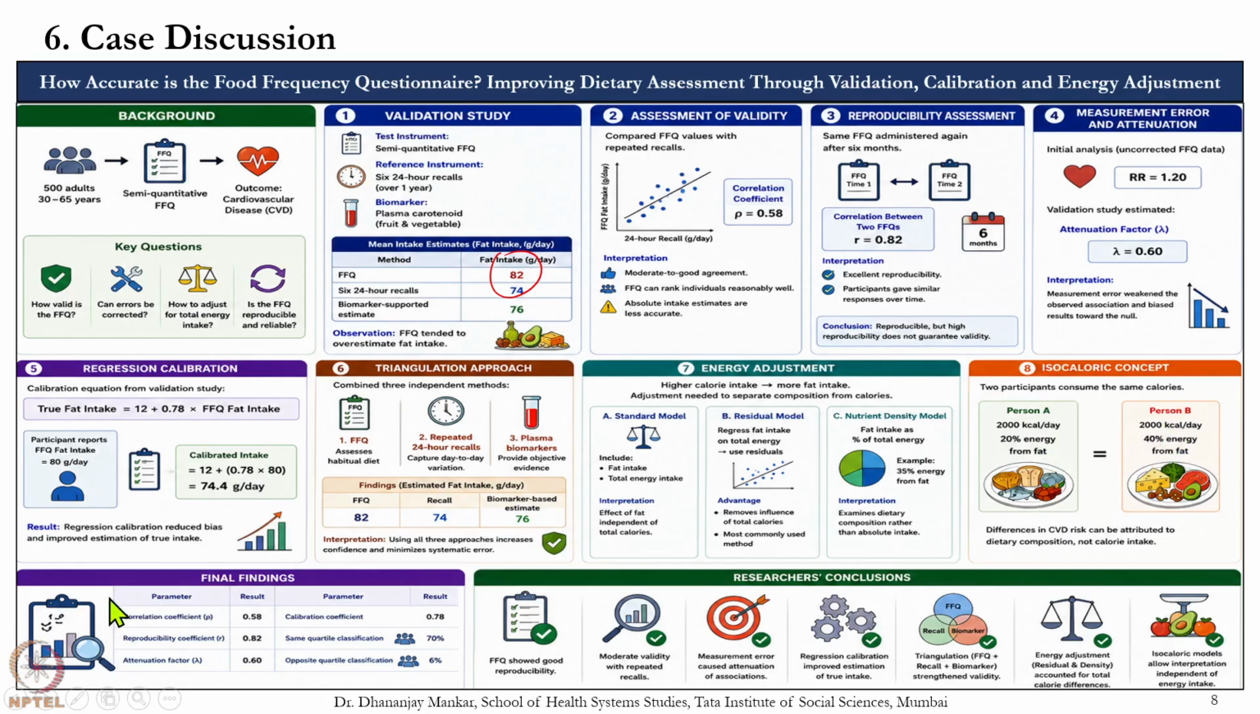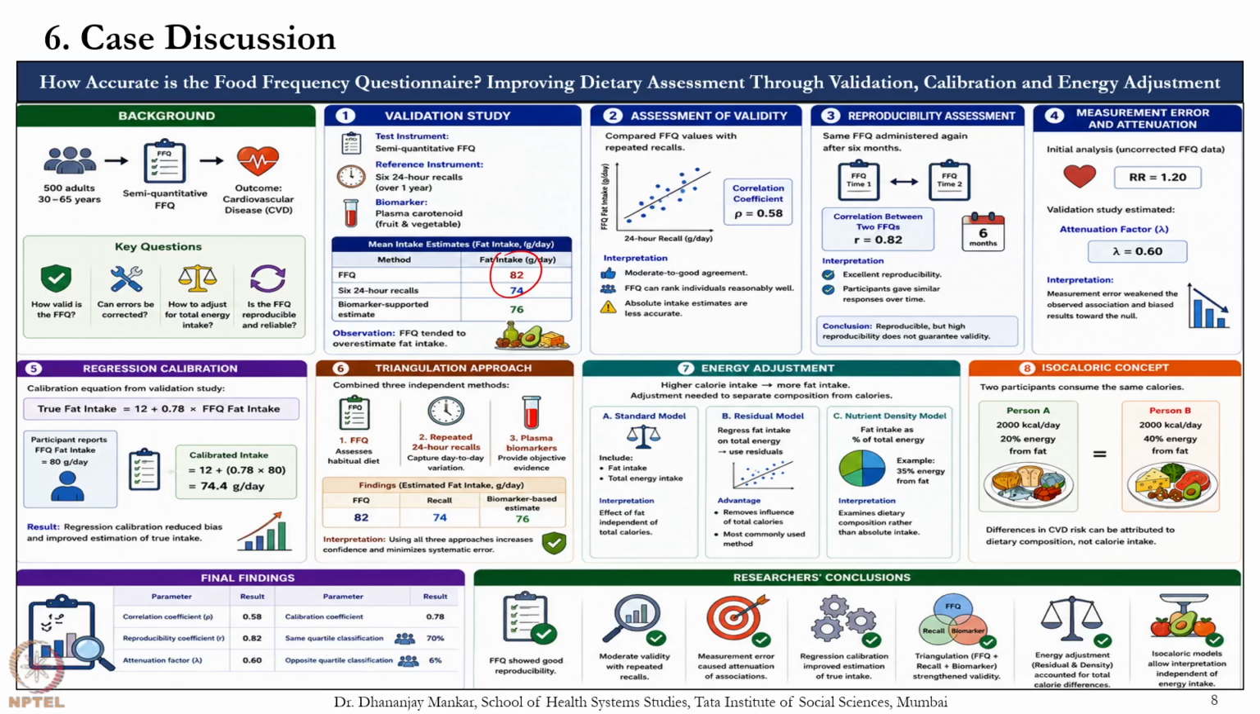What are the final findings? The correlation coefficient was 0.58, the reproducibility coefficient was 0.82, and the attenuation factor was 0.60. So you can understand that the FFQ showed good reproducibility and moderate validity with repeated recalls, and the researchers' conclusion was that the measurement errors caused attenuation of association. Regression calibration improved estimation of true intake, and triangulation of FFQ plus recall plus biomarker strengthened the validity.